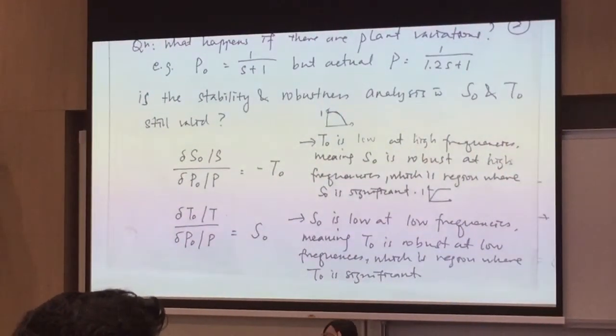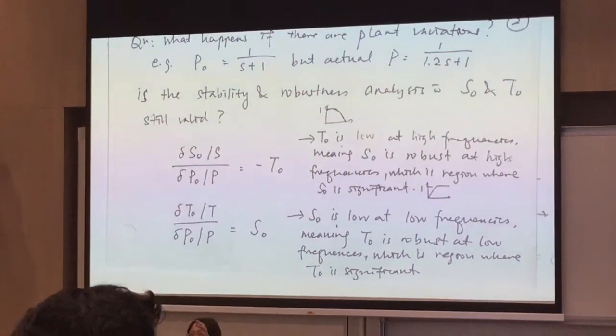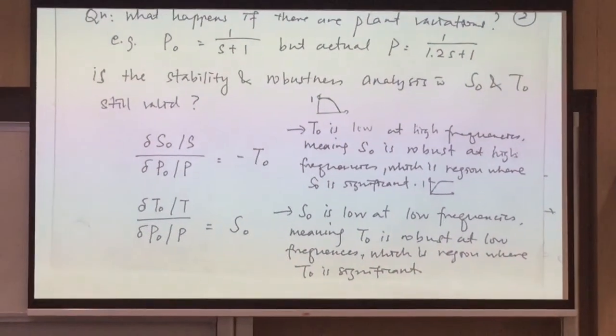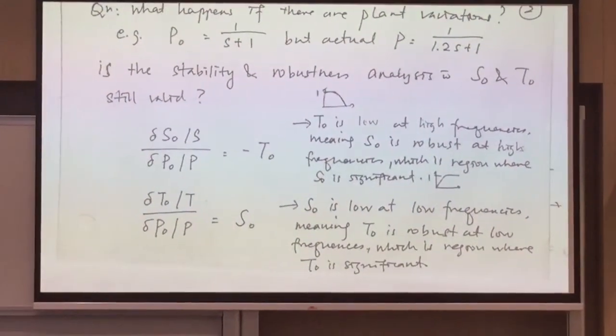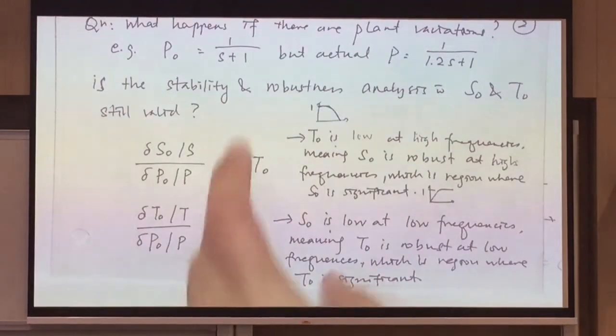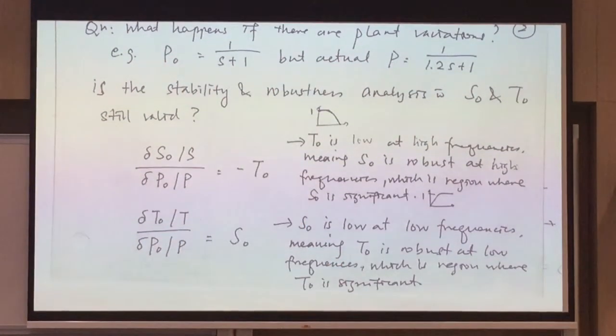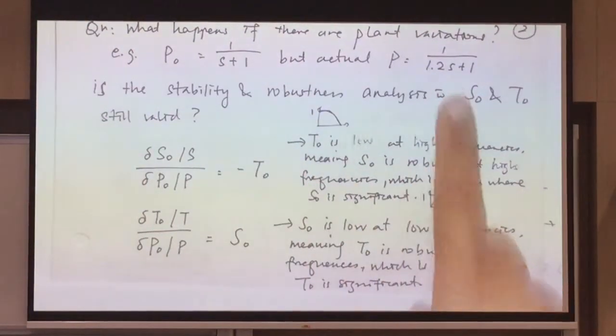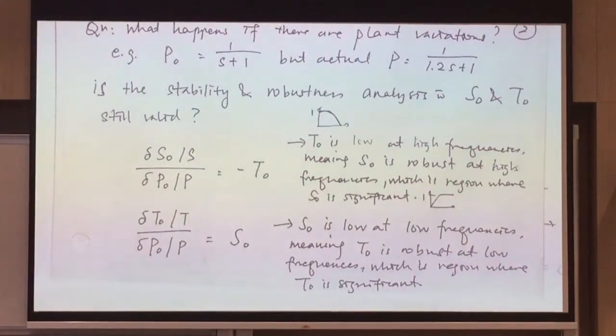Okay, so when we originally designed the controller gain, we designed it for a nominal plant, the original plant. But what happens if there are changes in the plant after a period of time? Originally P naught is 1 over S plus 1. After some time, the dynamics change from 1 over S plus 1 to 1 over 1.2 S plus 1. Is the original stability and robustness analysis that we did with the design of the controller still valid?